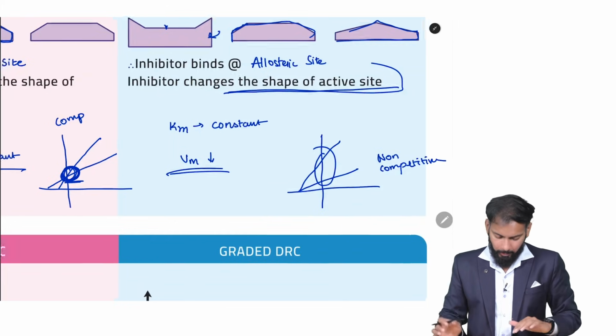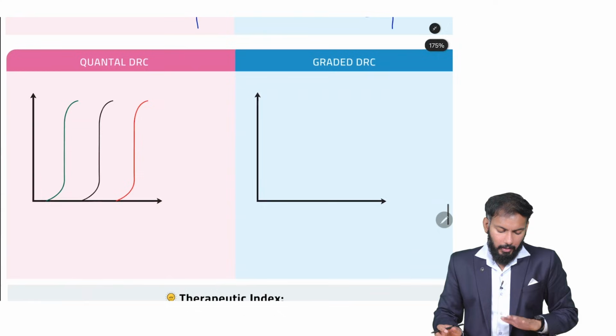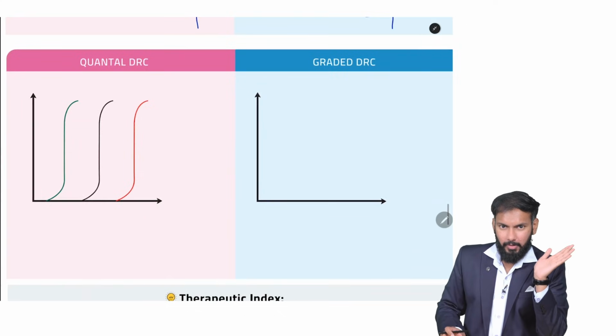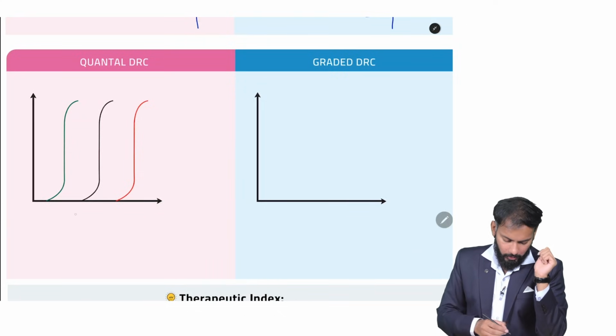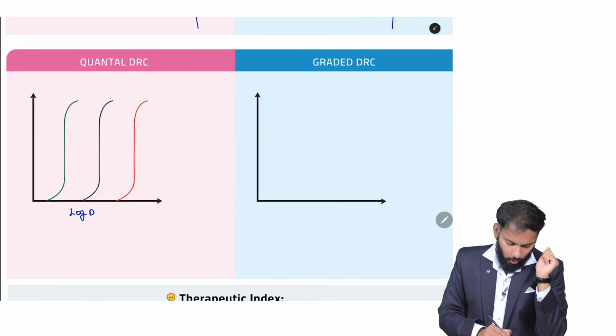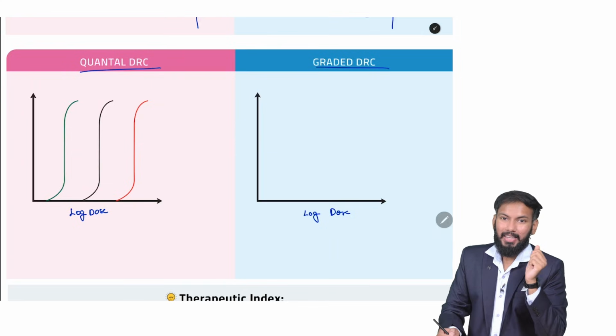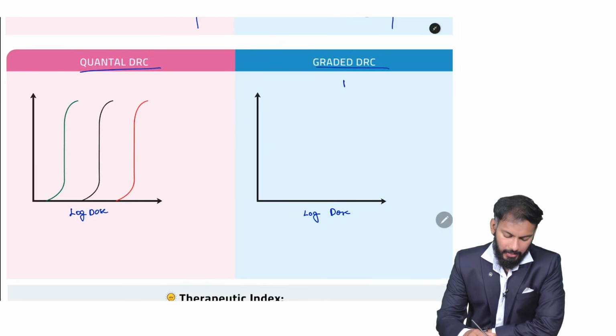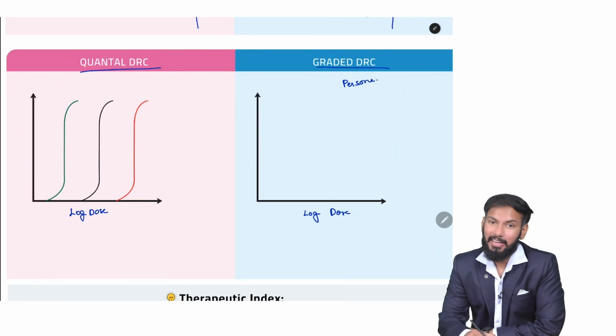This is what I want you to remember. Now coming to the dose response curves. You see here, this is log dose. You have quantal DRC and graded DRC. Graded means it is done in a single person and you can actually grade the effect.